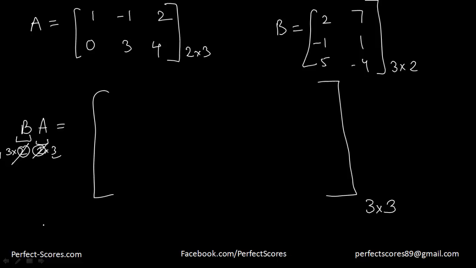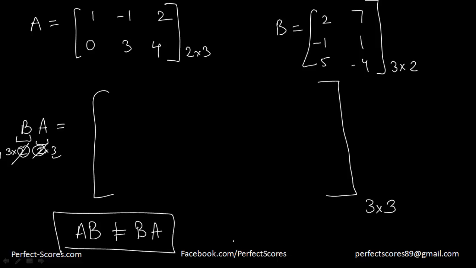which means that A into B might not be equal to B into A, which is going to be true for so many matrices. This is true for all the non-square matrices. So that means A into B might not be equal to B into A. So that property is not there in the matrices.